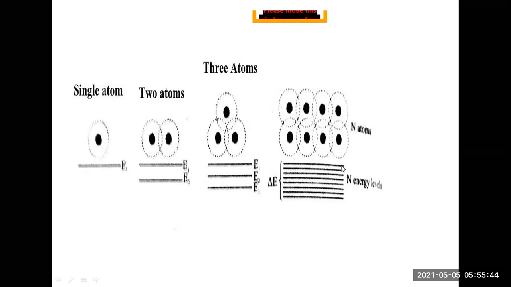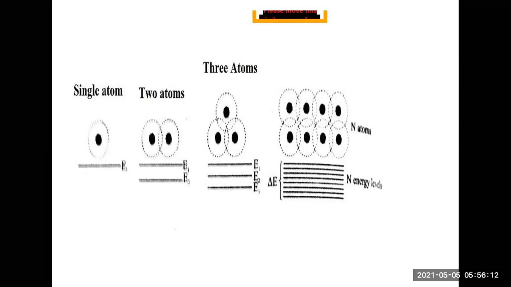Now, these energy levels are very close to each other. When the atoms are very close to each other, the energy levels are very close to each other, and they will form a band. So what is the definition of a solid? Everybody knows: closely packed atoms. When the atoms are closely packed, the energy levels will also be closely packed, and they will form a band, right? So that is called the energy band of a solid.